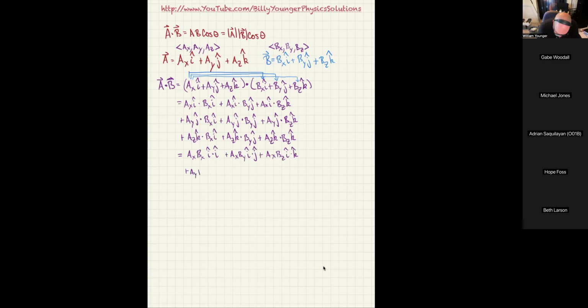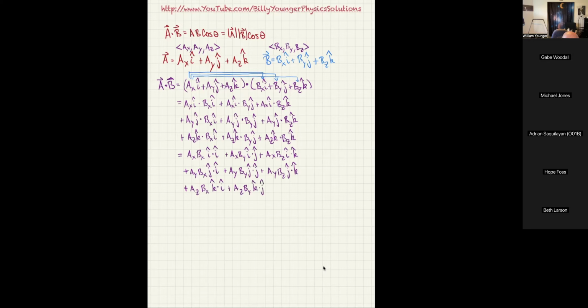Plus a_y b_x j-hat dot i-hat plus a_y b_y j-hat dot j-hat plus a_y b_z j-hat dot k-hat plus a_z b_x k-hat dot i-hat plus a_z b_y k-hat dot j-hat plus a_z b_z k-hat dot k-hat.